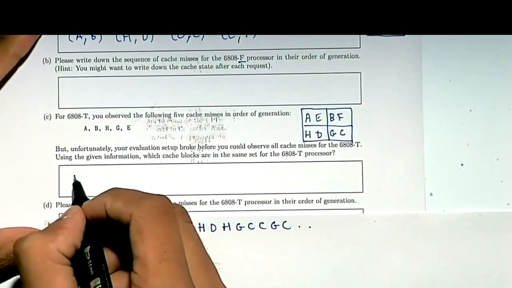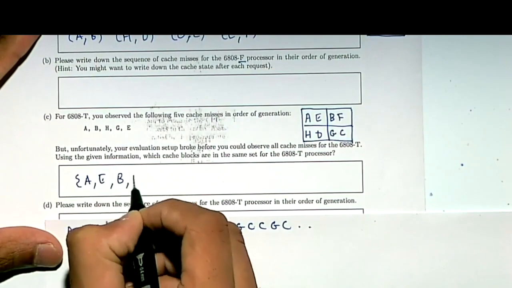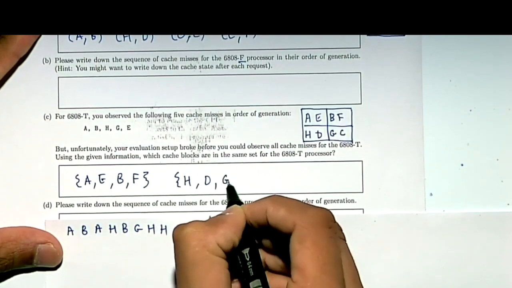So we know the cache blocks that map to these sets are then A, E, B, F, and then H, D, G, C.